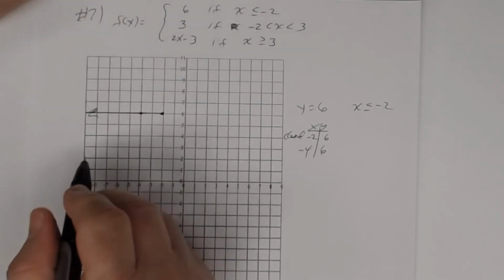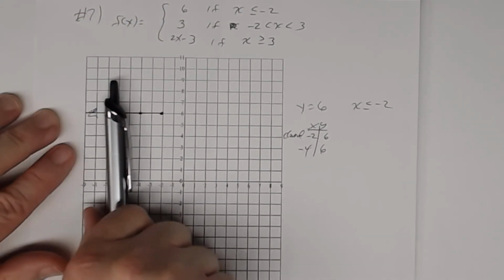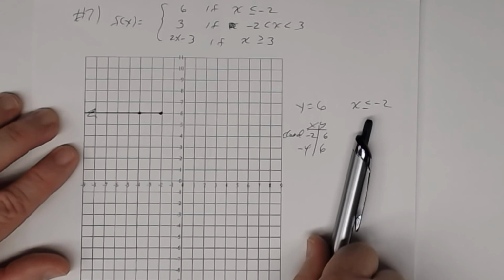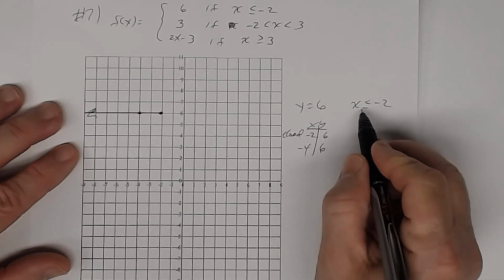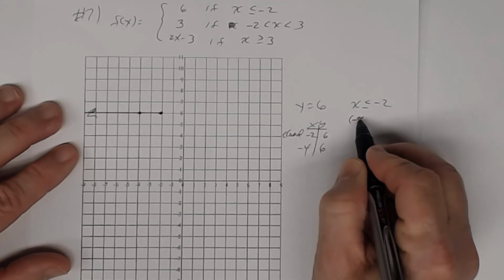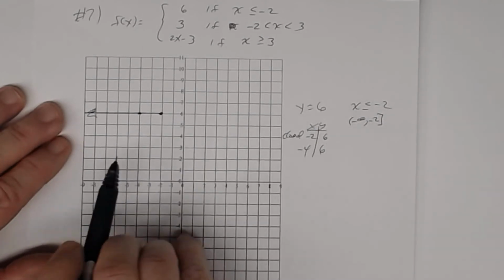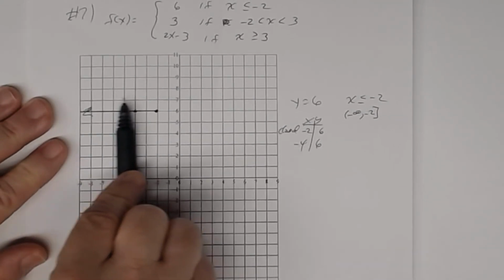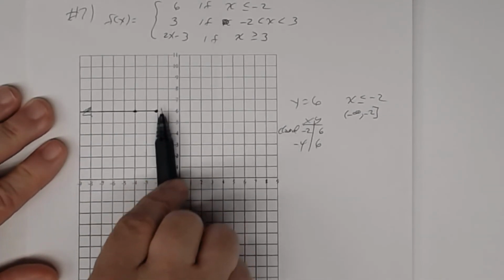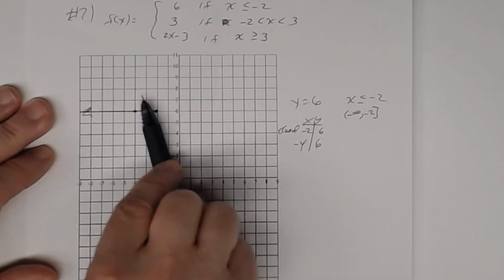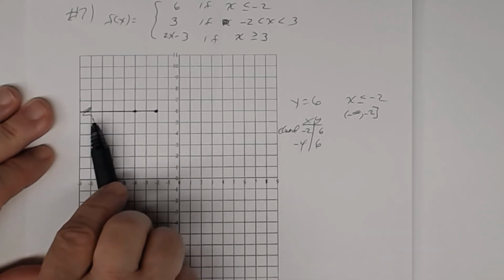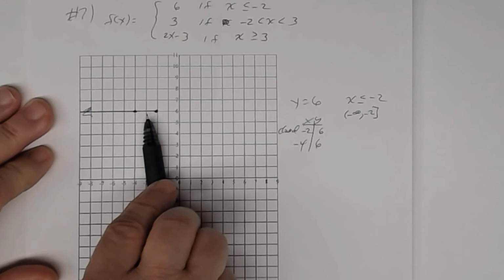Okay, make sure you draw an arrow. All right, so from negative infinity, remember, x is less than negative 2. Let me just remind you, x is less than negative 2 means negative infinity to negative 2 with a bracket, right? So notice from negative infinity to negative 2, there's your graph, y equals 6. So all these y values are 6.